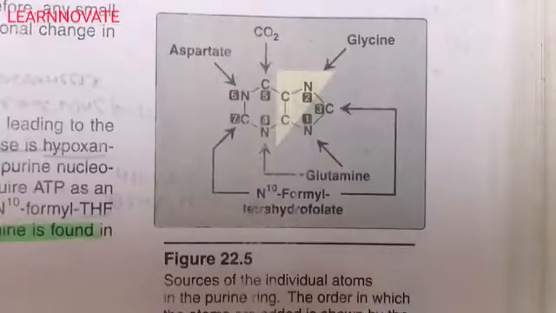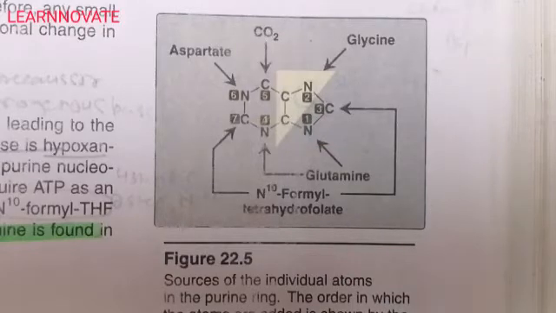This is the structure of a purine ring. A purine is a nucleotide that is important for the synthesis of inosine monophosphate and adenine monophosphate, because the purine contains the two nucleotides, adenine and guanine. So the purine ring is formed from different amino acids and a carbon skeleton.